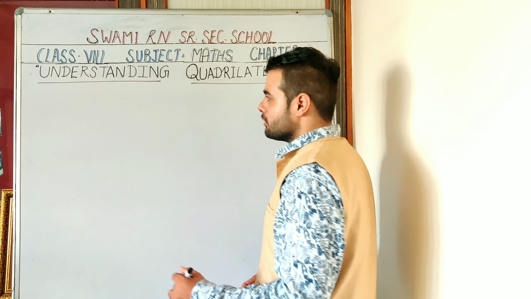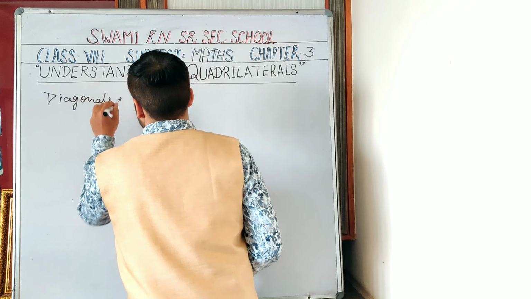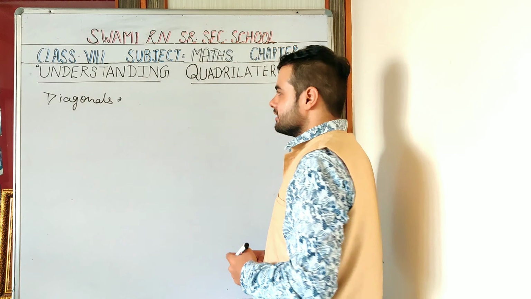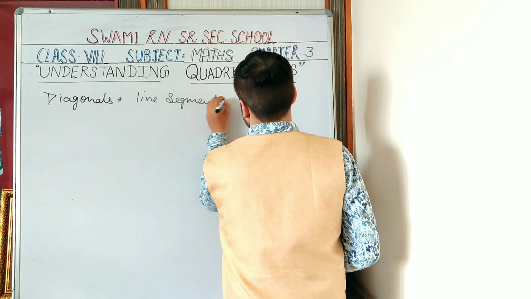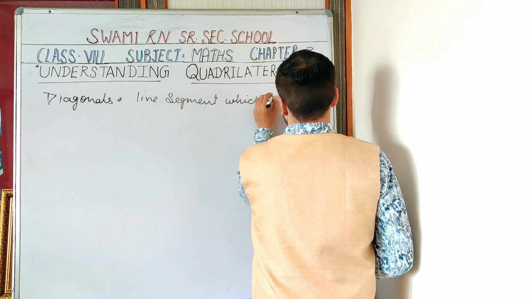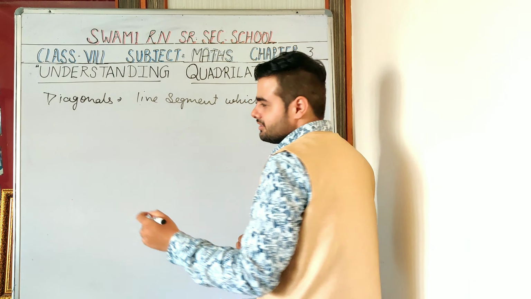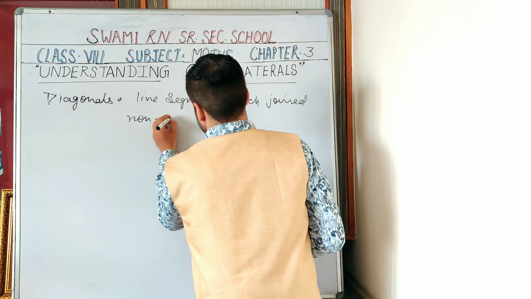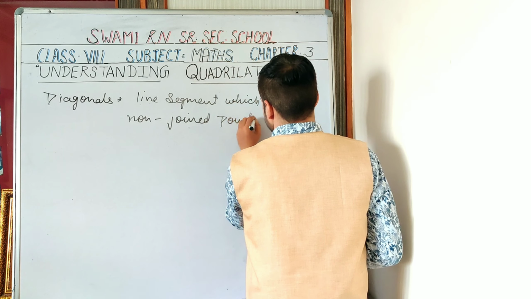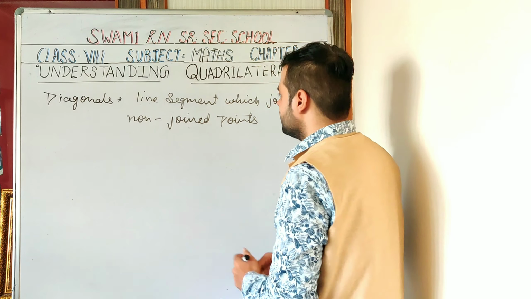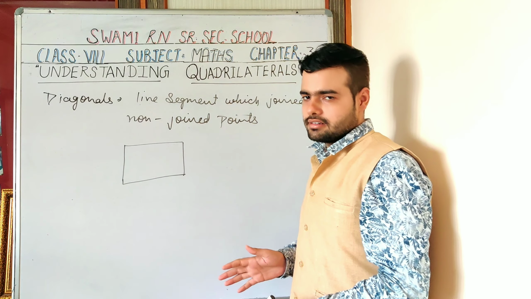Now we will discuss diagonals. What are diagonals? A diagonal is a line segment which joins non-adjacent points or vertices. Let me take an example here. You can see this one. That is a quadrilateral.